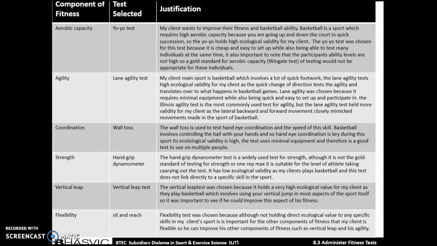The vertical leap test was chosen because it holds a very high ecological value for my client as they play basketball, which involves using your vertical jump in most aspects of the sport itself. So it was important to see if he can improve this aspect of his fitness.